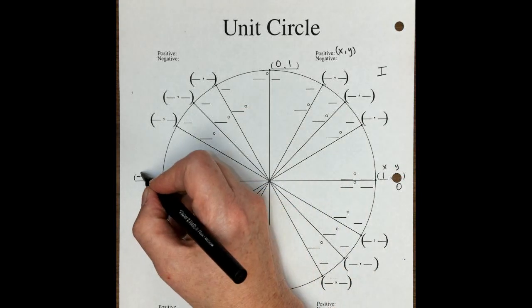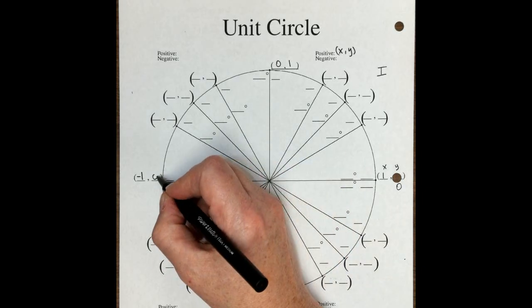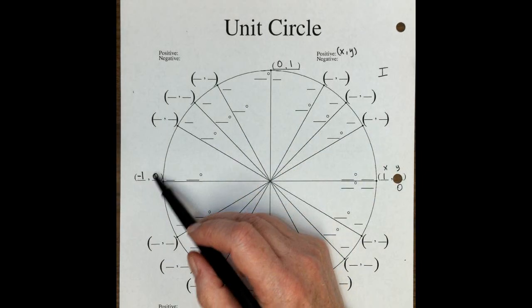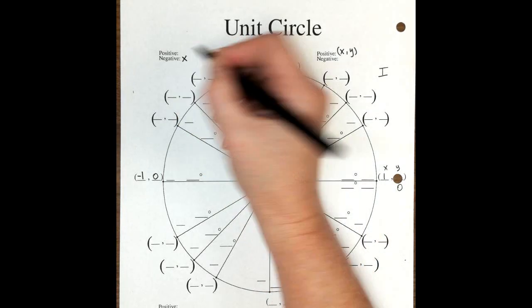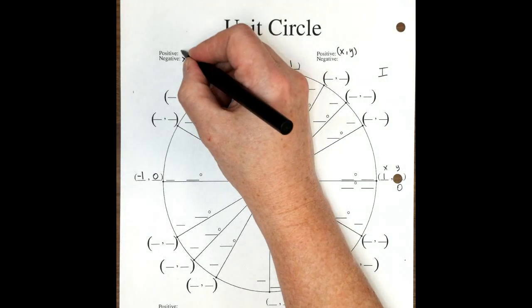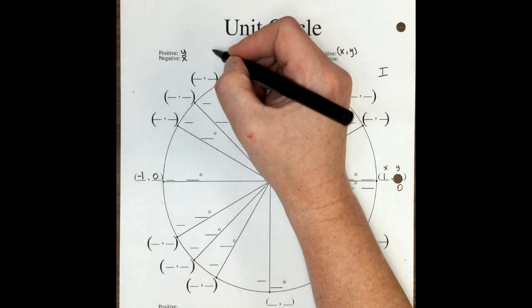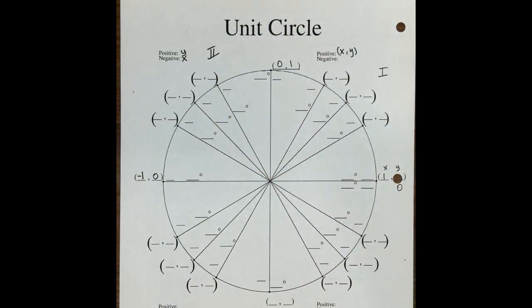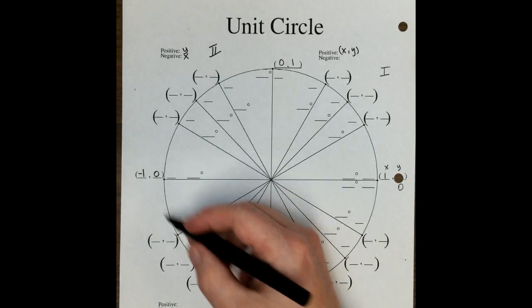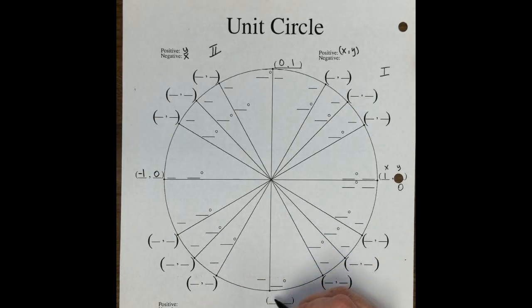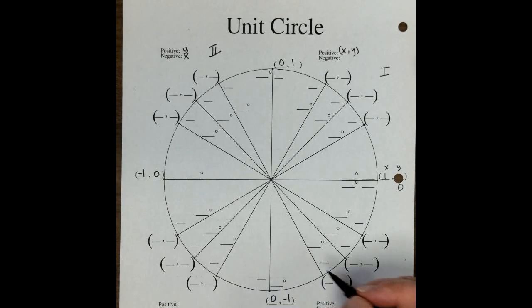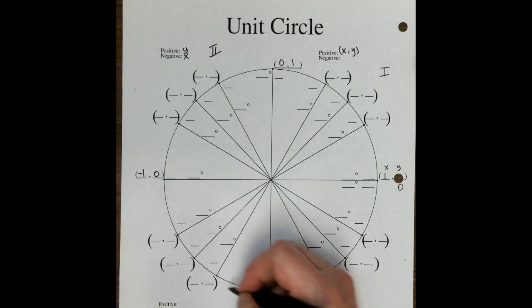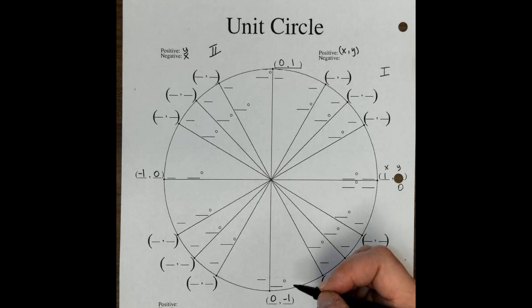Alright, now we're going to go into the second quadrant, and if I come over here, now my x is negative 1, and my y is 0. If you notice, all my x's over here are going to be negative, however, my y is going to be positive. This is quadrant 2. If I keep going down to here, I have x equal to 0, and y equal to negative 1.